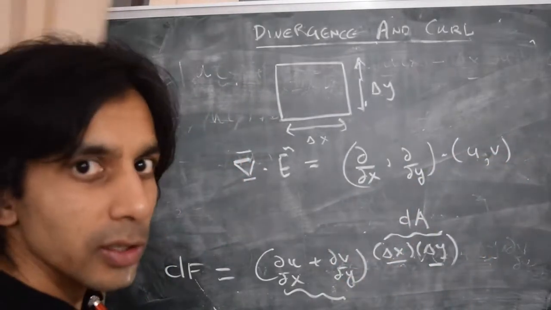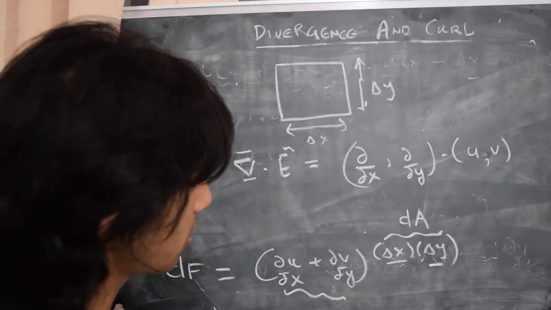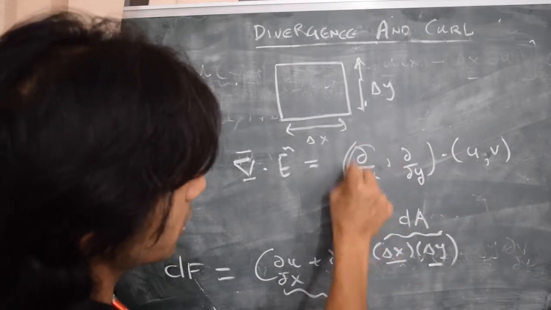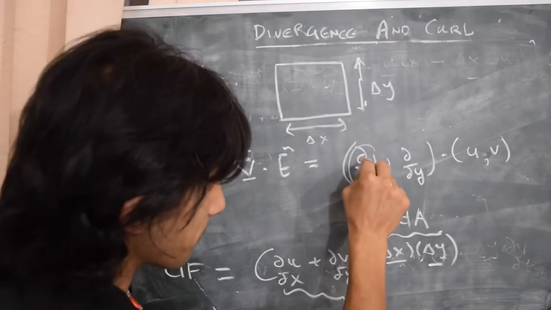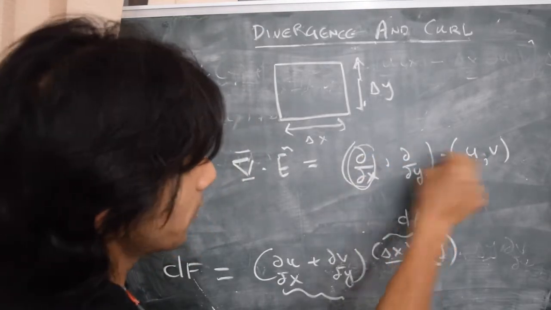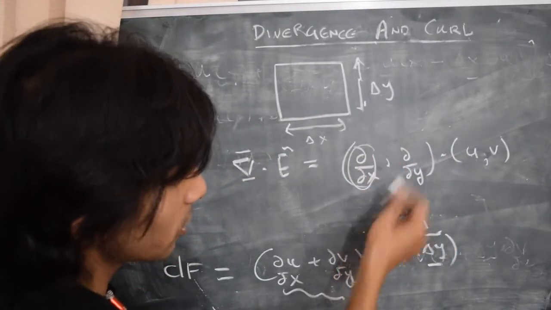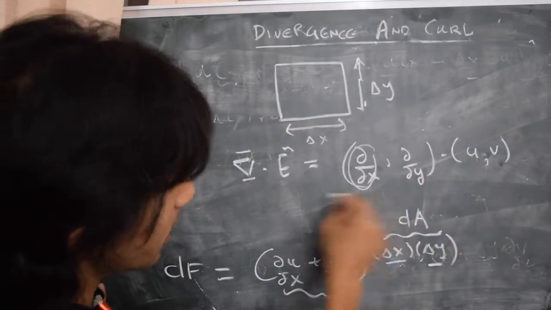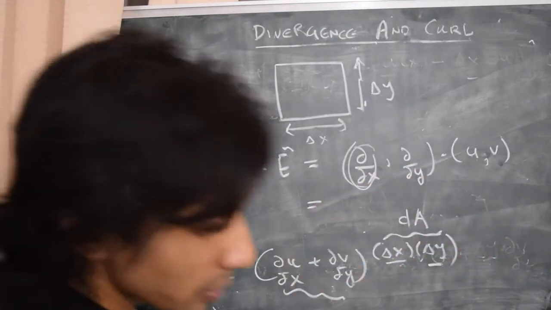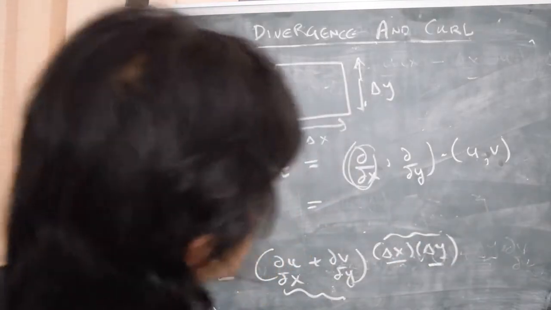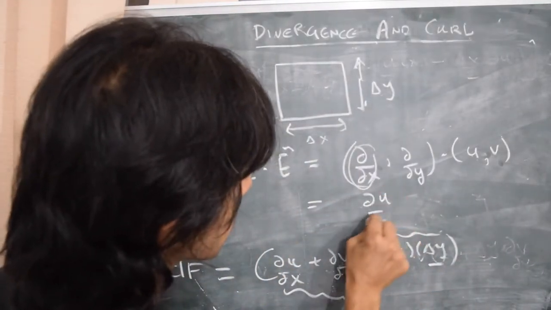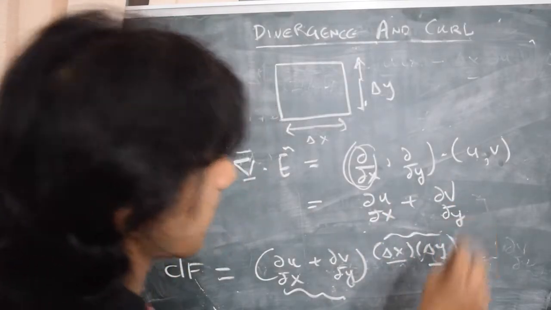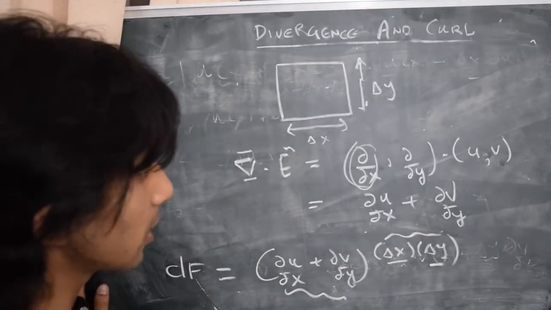And this dot product is carried out in the same way as ordinary dot products or inner products. We differentiate u with respect to x as the first component of the dot product and differentiate v with respect to y as the second component of the dot product. If we carry out this calculation, we'll see that this gives you nothing but du dx plus dv dy. Just like the dot product of any two vectors.